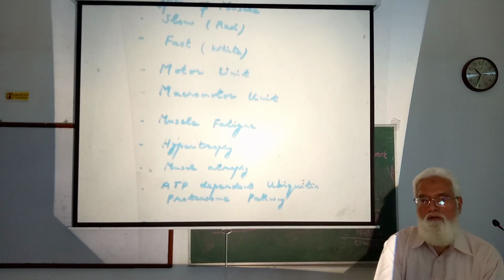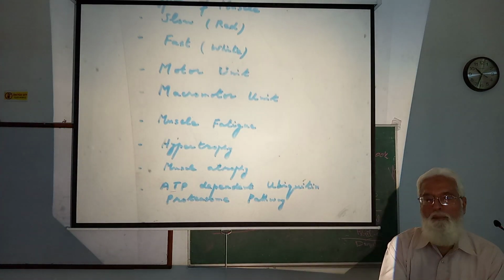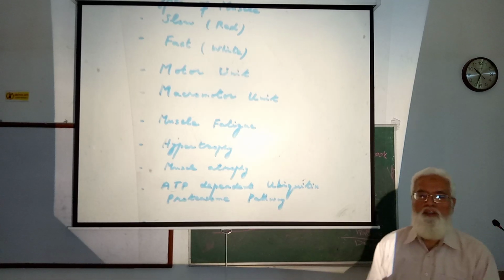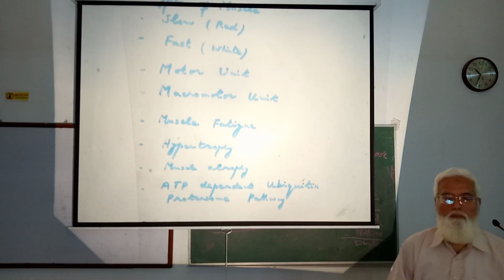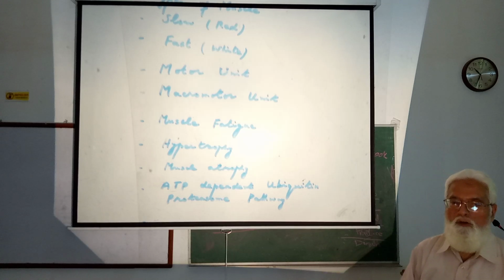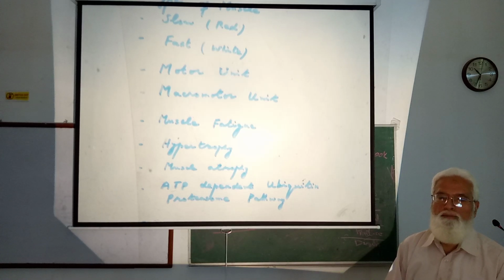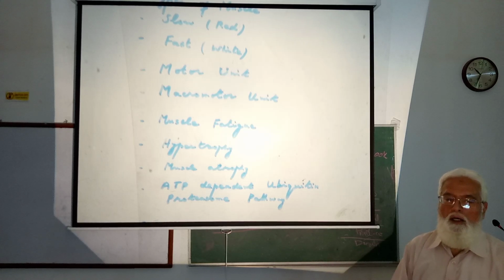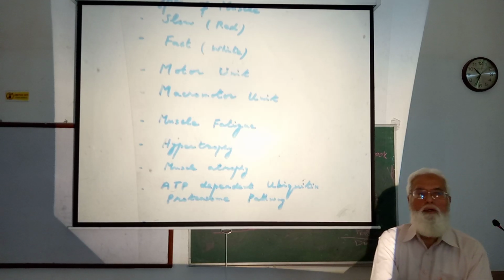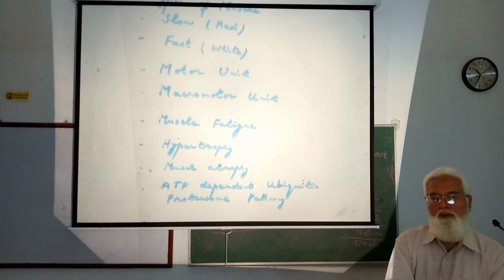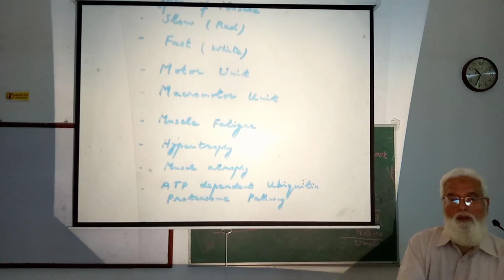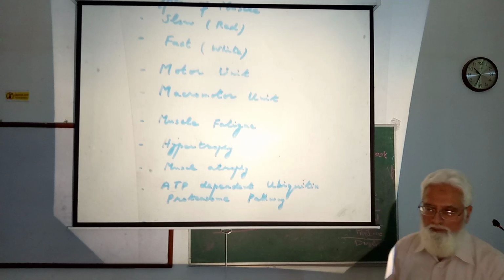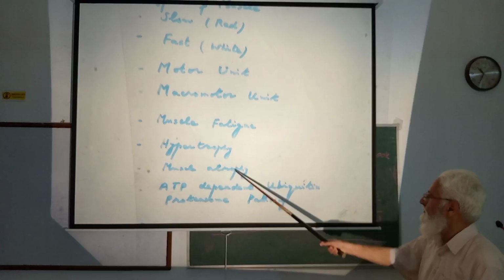There is increased quantity of myoglobin, glycogen, and lipids in the muscle. Right? So this was about muscle hypertrophy. You must have seen muscle hypertrophy in bodybuilders and weightlifters. Right?